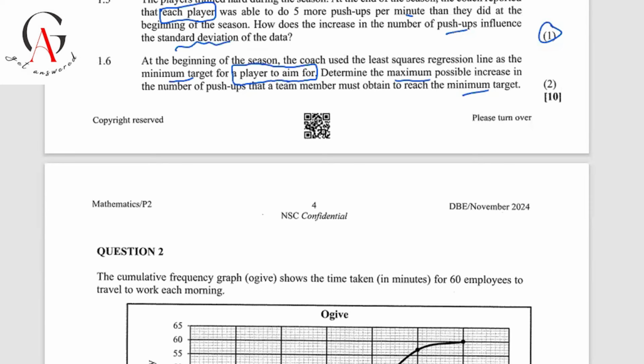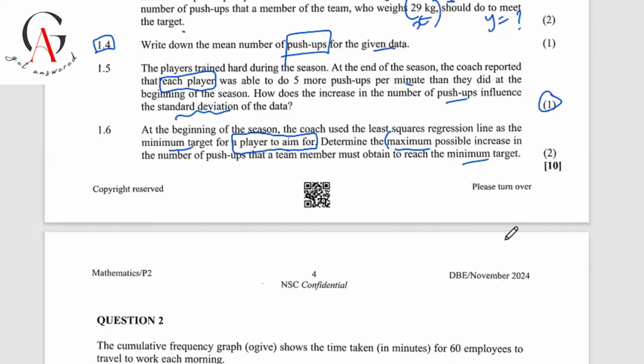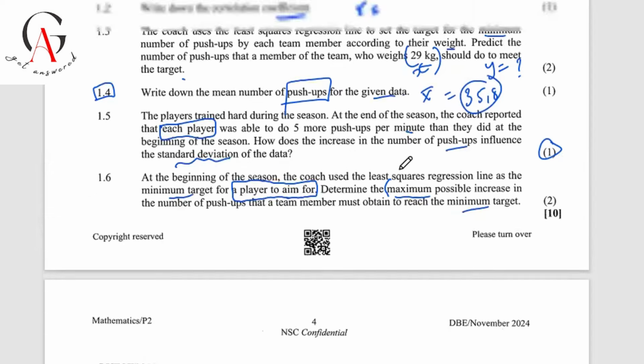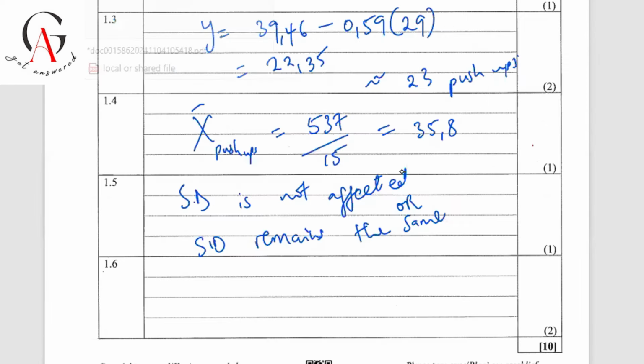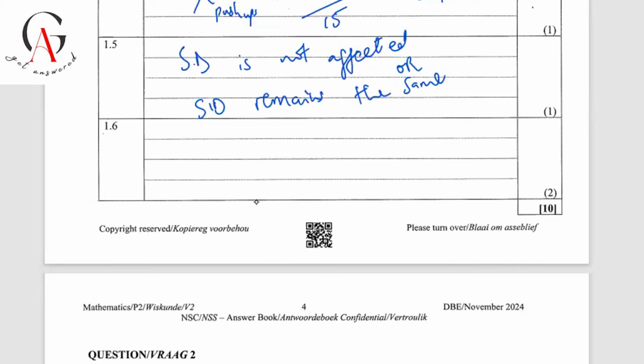So what we're going to do in this case, okay, initially in 1.4, we saw that the mean or the average we're looking at was 35,8 push-ups. But from our regression line, if we look at the y-intercept of this graph, remember from our equation, we found it to be 39 or something. So the y-intercept is 39,46. But currently the average is 35,8.